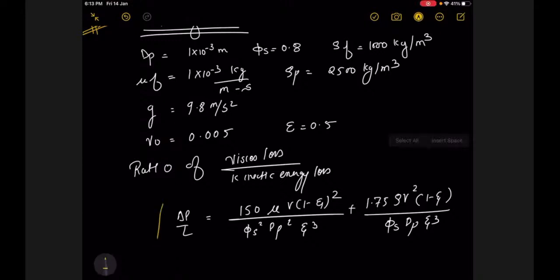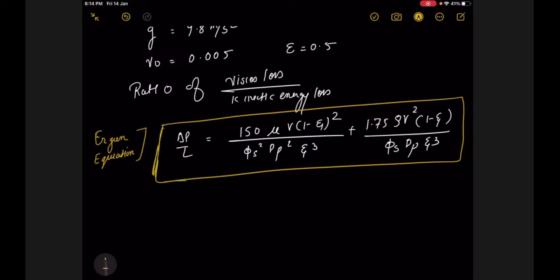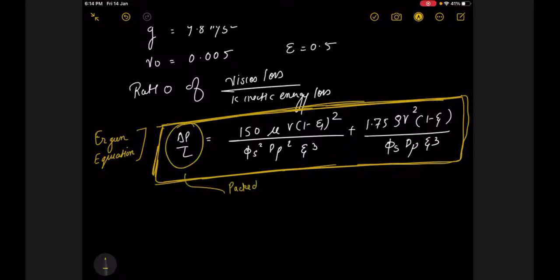This is the most important equation, that is the Ergun equation. Okay, Ergun equation. This Ergun equation is used basically to calculate the pressure drop in the packed bed and the fluidized bed.